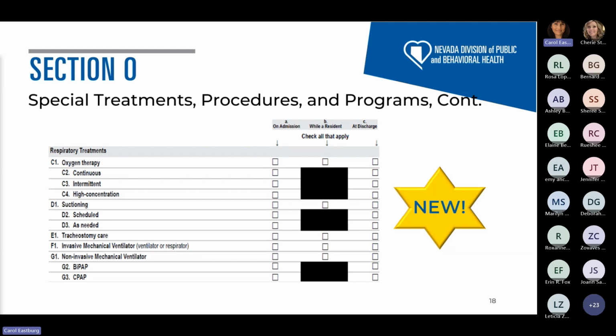And last, we see that non-invasive mechanical ventilator has been revised so that BiPAP and CPAP are listed separately. And you can note also that this item may be coded if the resident is independent in donning and doffing the BiPAP or CPAP mask or device.